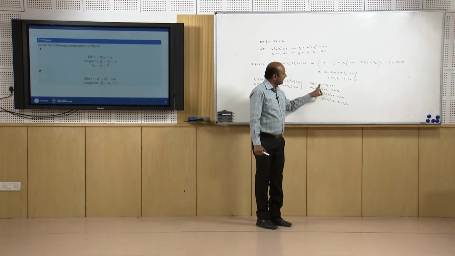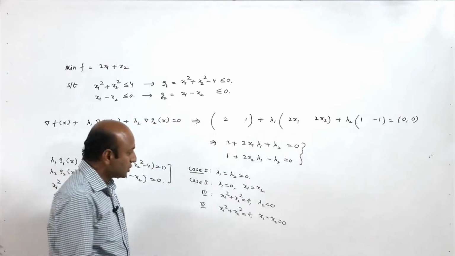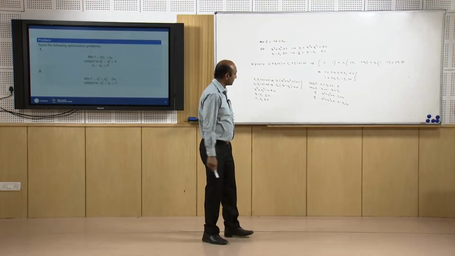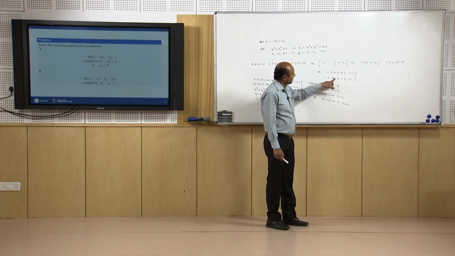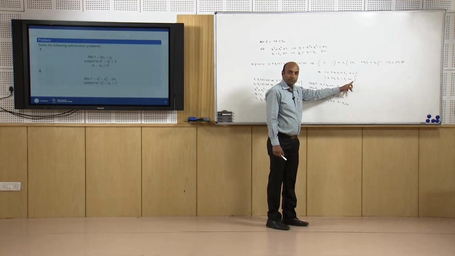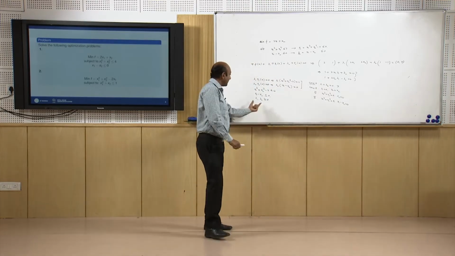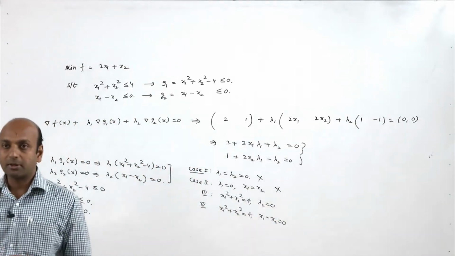Now, suppose the first case, lambda 1 equal to lambda 2 equal to 0. Then from these two conditions, 2 equal to 0 or 1 equal to 0, which is not possible. So, this case is not possible. Now, suppose lambda 1 equal to 0. From here lambda 2 is minus 2, and from the other lambda 2 is 1, which is again not possible because lambda 2 can have only one value, and that must be non-negative also. So, this case is also omitted.